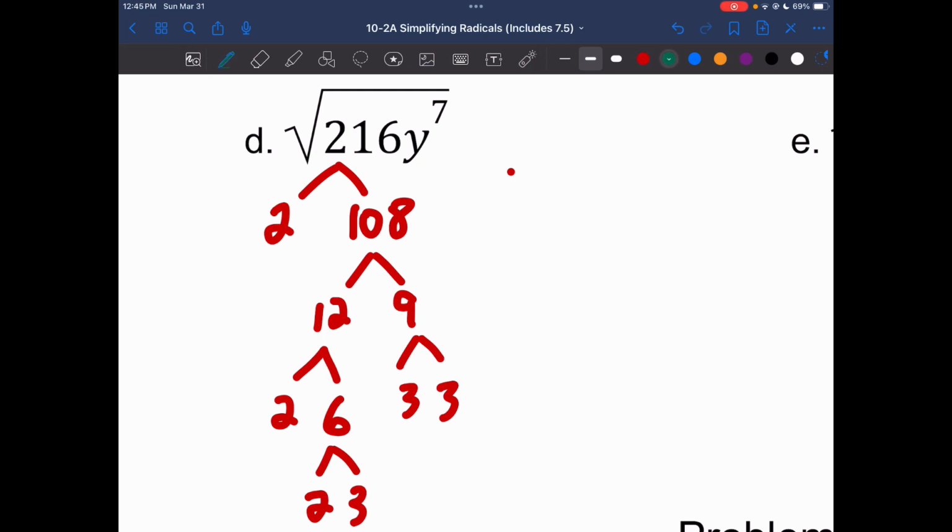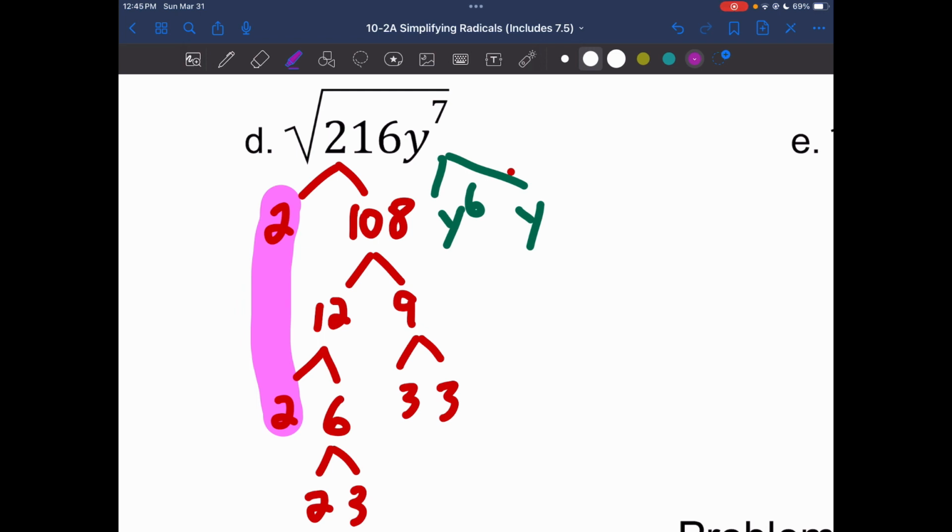And then y to the 7th, we're going to break that down, and we're going to have y to the 6th times y. So let's go through and highlight our matching pairs that we have. If we work left to right, we have a pair of 2s, and we have a pair of 3s. So we can take that 2 and that 3, and then y to the 6th, we actually didn't take it in the next step of y to the 3rd, y to the 3rd. Sorry about that. So we have our pair of y to the 3rds that we can take out.